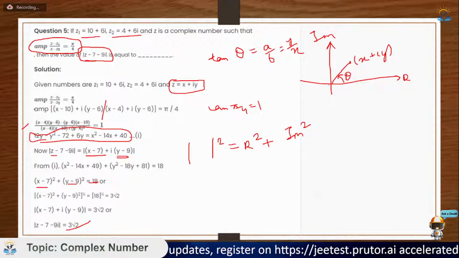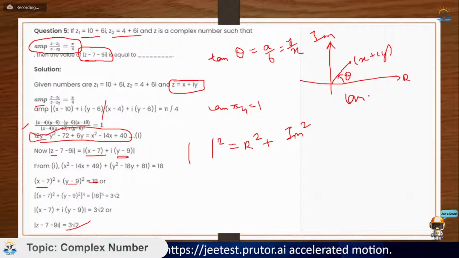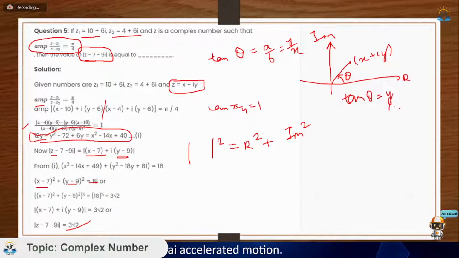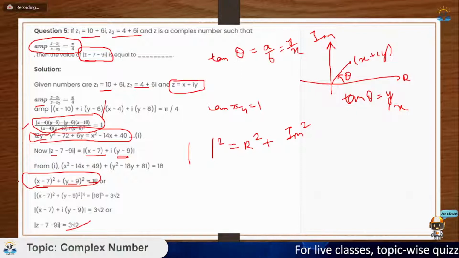So you just have to know the basic definition of amplitude. Amplitude just represents the angle, where tan theta is equal to y by x. So Z1 was given to you, Z2 was given to you. You just calculate the amplitude. The amplitude was given to us as pi by 4. So tan pi by 4 equals 1. From there you got this equation, and so you got this equation as this thing. And you know that this value is equal to 18. How do you know that this is equal to 18?